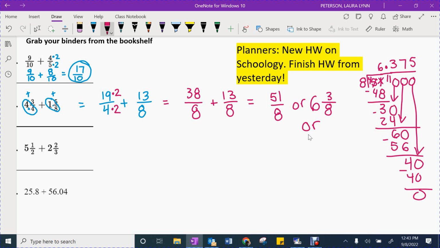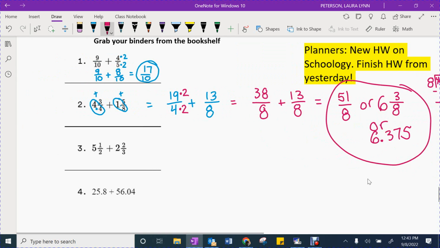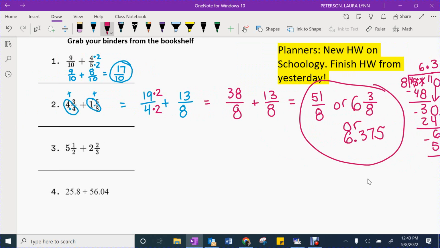So if I wanted it as a decimal, I'd have 6.375. I'm actually okay with any of those answers for now. Doing it again for number 3, I'm going to convert to improper fractions.